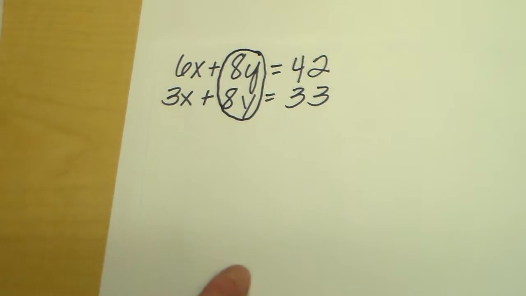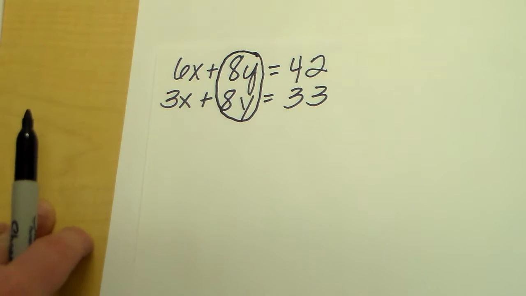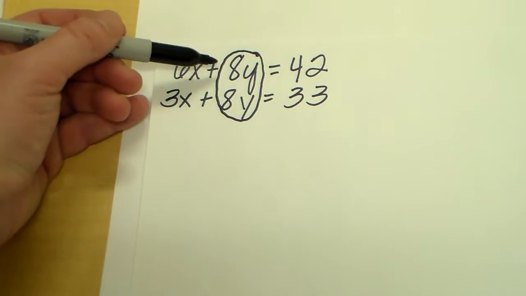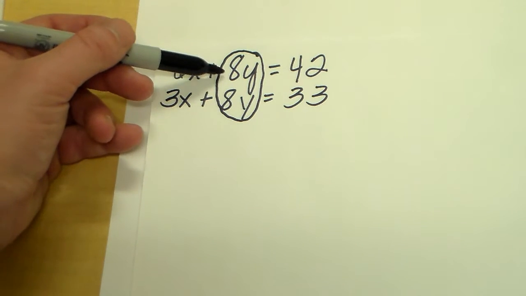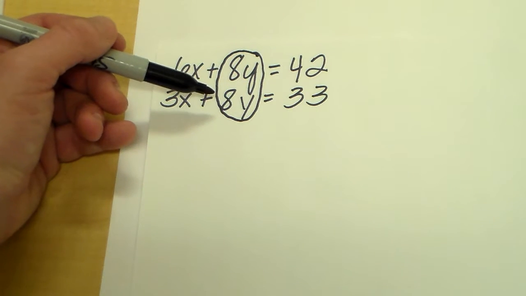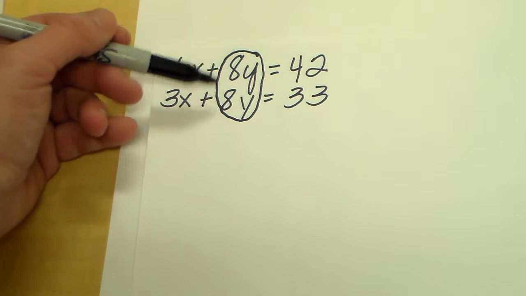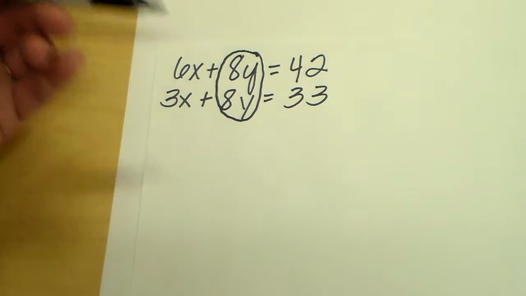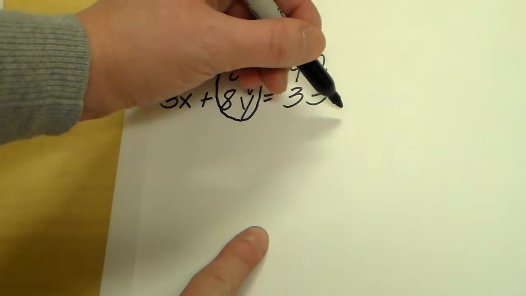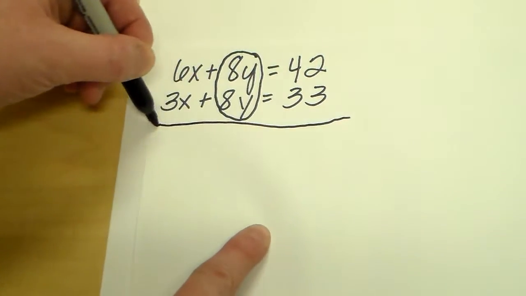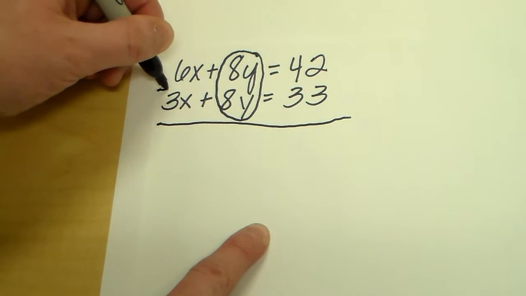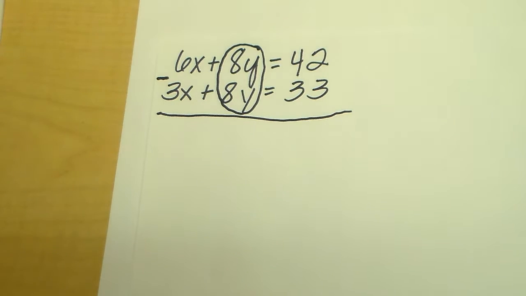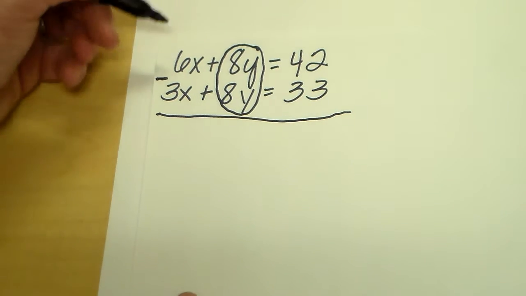So we have to think now, how do we decide whether we're adding or subtracting? It's based on what the sign is of that coefficient that's the same. These are both positive 8s. So if I wanted to get rid of them, I would have to subtract them, because a positive 8 minus a positive 8 leaves me with 0y. So that's eliminating them. What I'm going to do is make a big subtraction problem. I've decided it's subtraction, so I'm subtracting the equations from each other now.